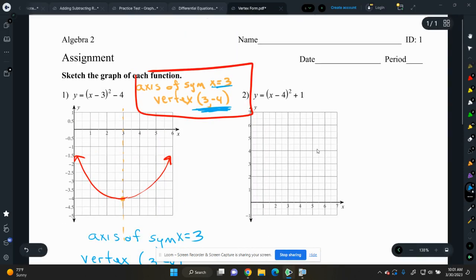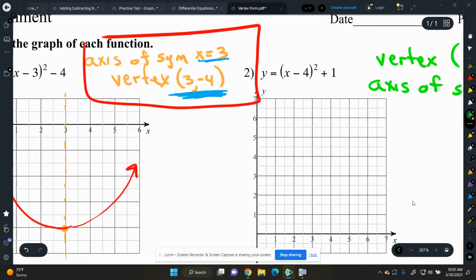Okay, so we did the first one. All right, the second one. So we've got a vertex of what? 4, 1, and an axis of symmetry. Very good. Perfectly stated. So we're going to go ahead and graph that. We're going to plot the point 4, 1. There's my vertex. Here's my axis of symmetry right here.